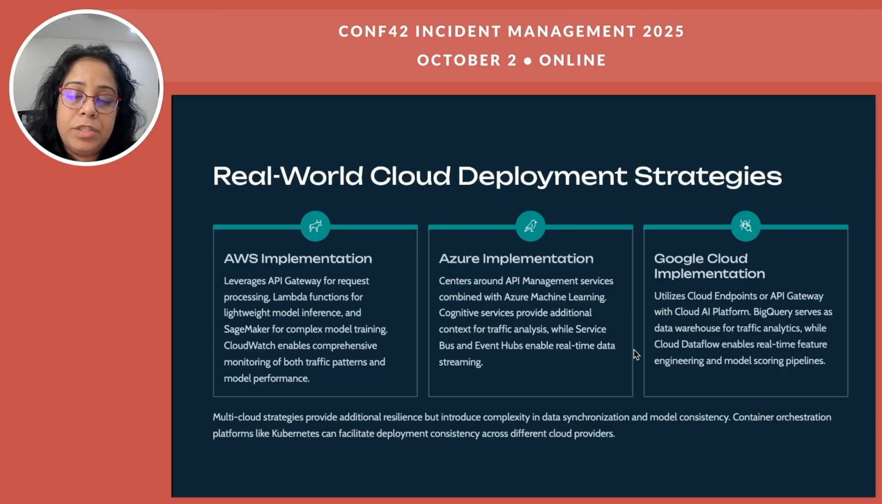On AWS, we leverage this full stack with API Gateway, Lambda, and SageMaker. On Azure, it's API Management with Azure Machine Learning. On Google Cloud, it's API Gateway with Vertex AI.